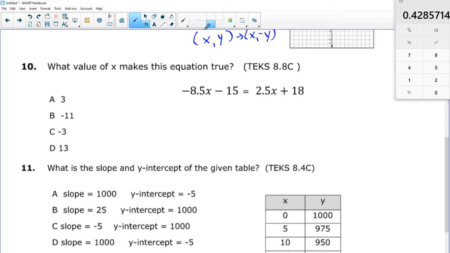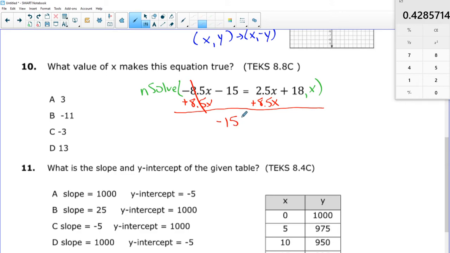So again, if you have your calculator, you could have just done nSolve of all this, comma x, put it in, and you get an answer. If you don't have one of those handy, we want to put all the x's together, all the numbers together. I want my x to be positive, so I'm going to get rid of this minus 8.5x. I'm going to do plus 8.5x to both sides. And it doesn't matter which way you go. I just like to keep my x's positive, because you don't want negative x's hanging around.